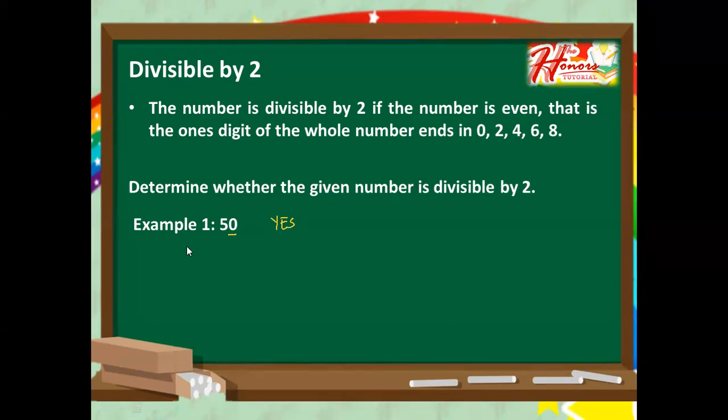Next, example 2. We have here 37. 37 ends with 7. Is it an even number? No, it is not. Because 7 doesn't end in 0, 2, 4, 6, and 8. So, it is not an even number. It is a no. It is not divisible by 2.